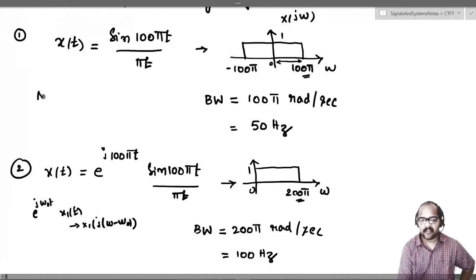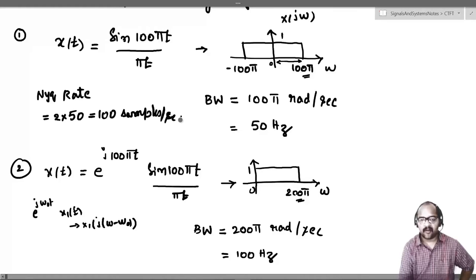So what should be the Nyquist rate for this signal? So first one, Nyquist rate should be equal to how much here? It should be equal to twice the bandwidth, which is 2 times 50. This should be equal to 100 samples per second, or you can say 100 hertz, but we will just say it is 100 samples per second.